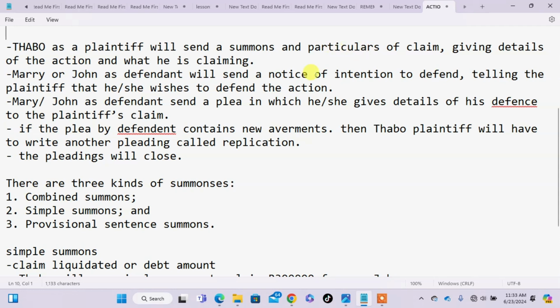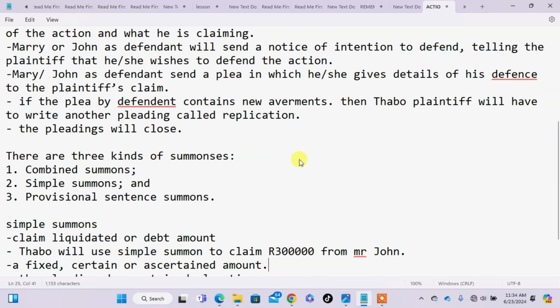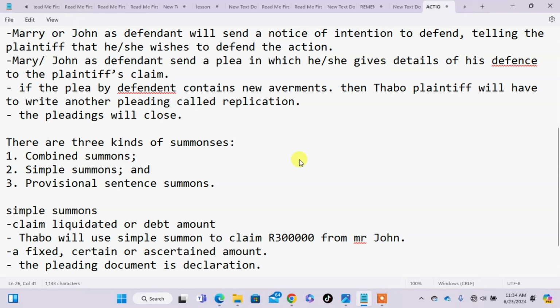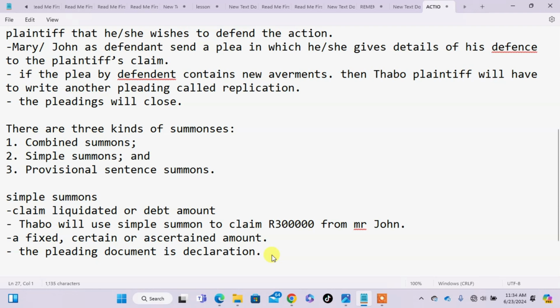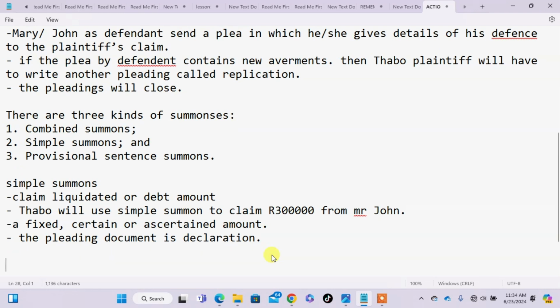Declaration is the same as particular claim. It gives details of the action and what the person is claiming. It's just that in the simple summon they call it a declaration, whereas in the combined summon they call it particulars of claim. You must never forget that. Right? So now let's come to combined summon.